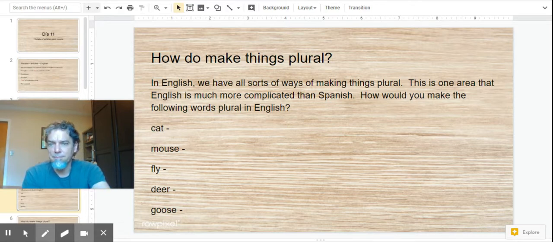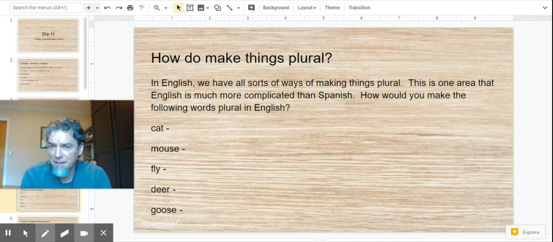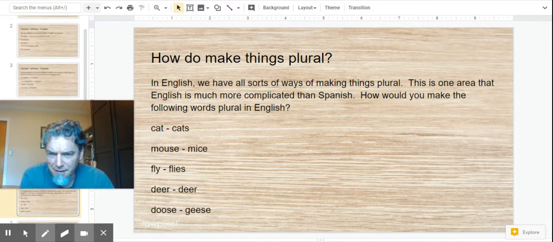How about making words plural when we're talking about nouns or things? In English, it's crazy what we do. You think, well, you just add an S. Okay, that's fine for cat. Cat becomes cats. What about mouse? Mouse becomes mice. Fly becomes flies. Change the Y to an I and add ES. Deer, well, deer just stays the same. Goose, geese. But what about moose? You don't have plural meese. It just stays moose.